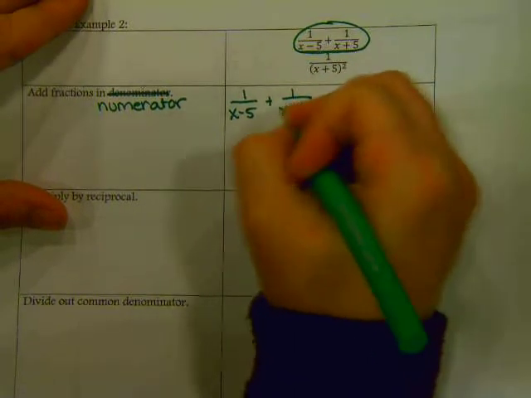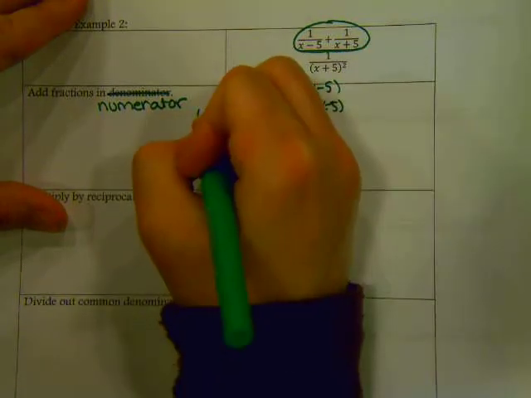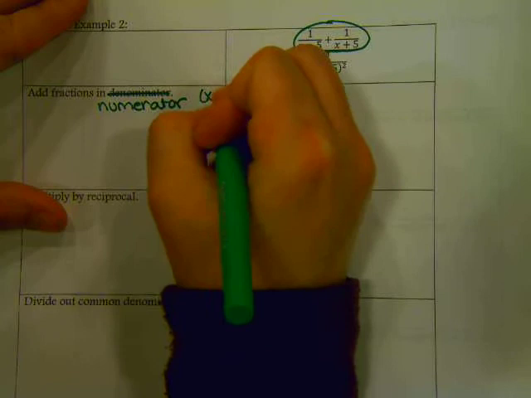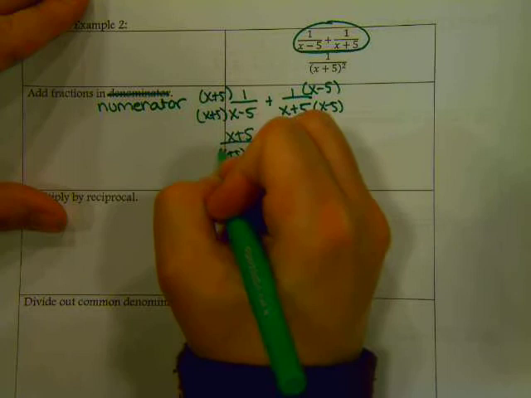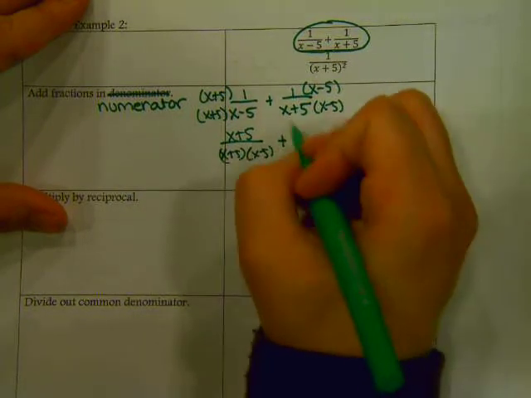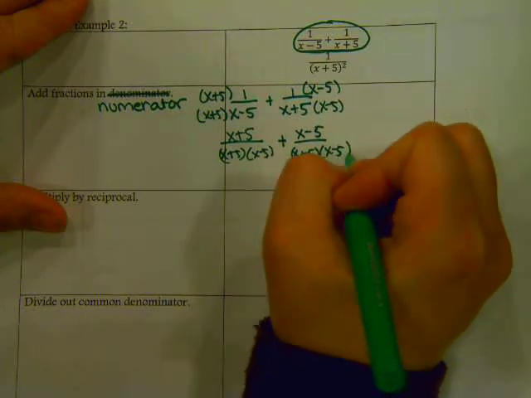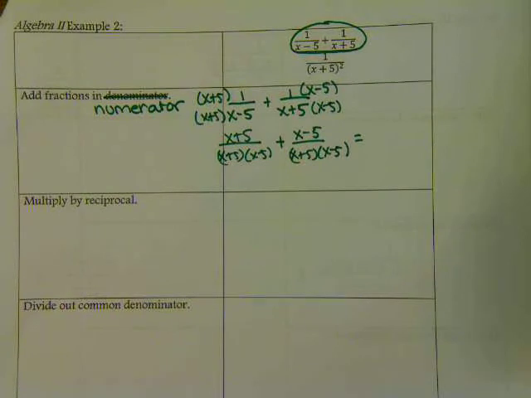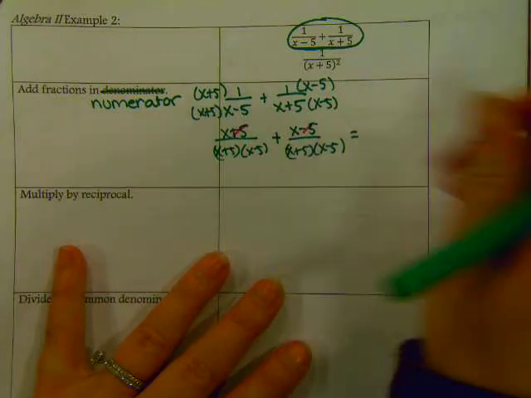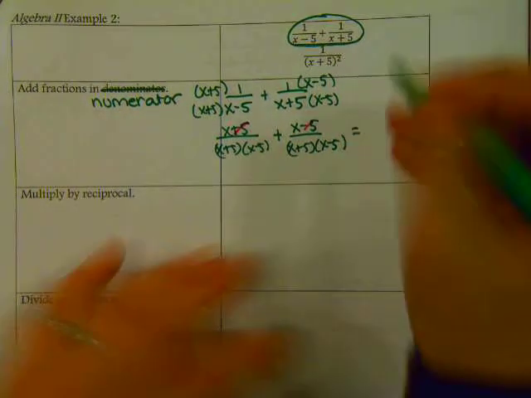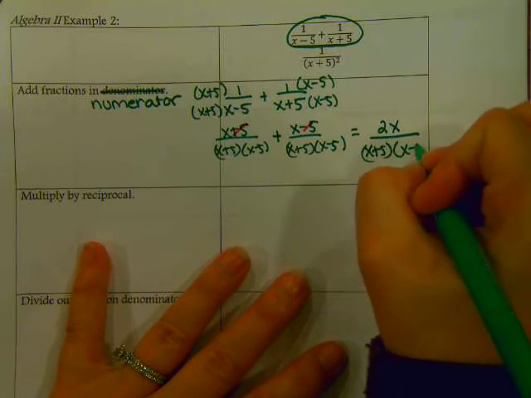So again, common denominator, I'm going to multiply them by each other to help. Distributive property, that makes x plus 5 over the denominator. That makes x minus 5 over the denominator. And then again, you just want to make sure to simplify that. So when I simplify that, really, the two 5s kind of cancel each other out because they would make 0. So then that just becomes 2x over x plus 5, x minus 5.